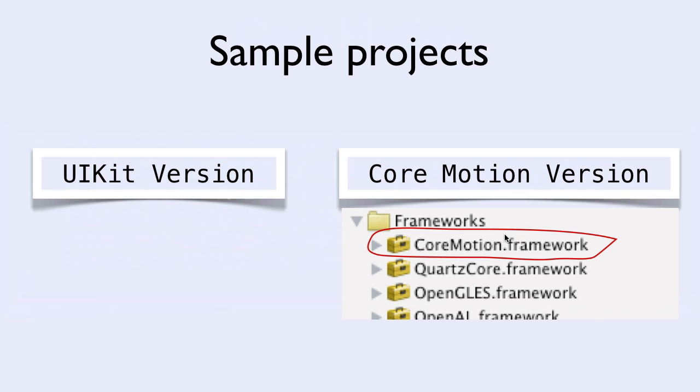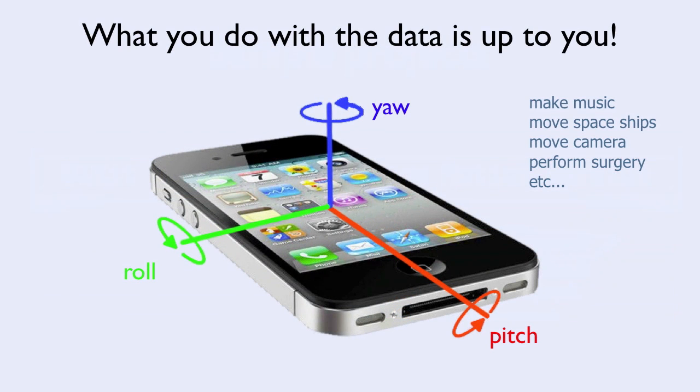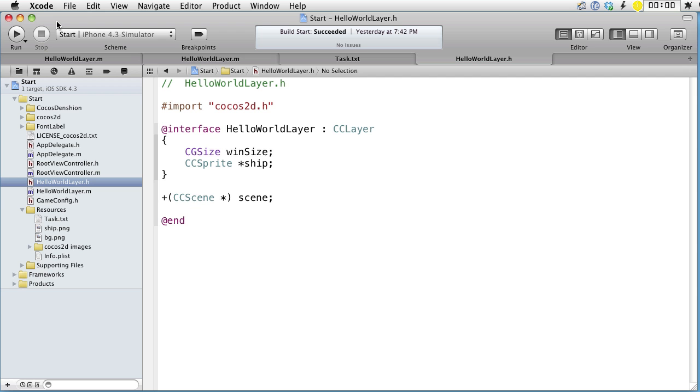One important observation is that the instruments provide data of how the user is moving the device. It does not tell you what to do with that data. You can use it to generate music, move a spaceship, move an external camera, or perform surgery. It's really up to your ingenuity. Let's now go to Xcode and see how to use the accelerometer.